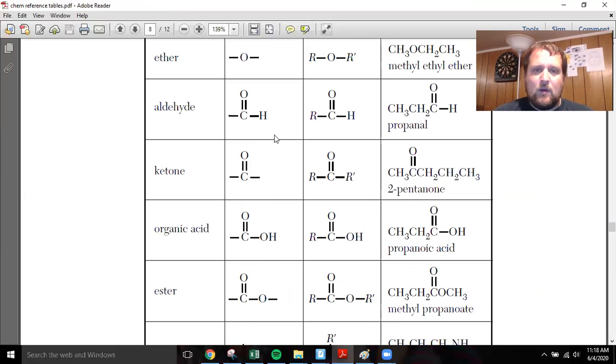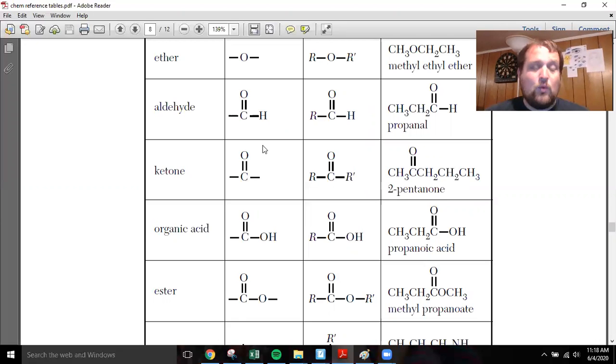So then the question is, which one is the one that we have? We can eliminate these two down here, organic acid and ester, because they have two O's and we don't have two O's. So it's either an aldehyde or a ketone. Now, if you'll notice the difference, the aldehyde has a carbon double bonded to an oxygen, but also single bonded to a hydrogen, whereas the ketone doesn't have the hydrogen.